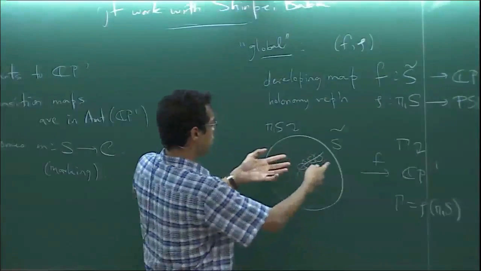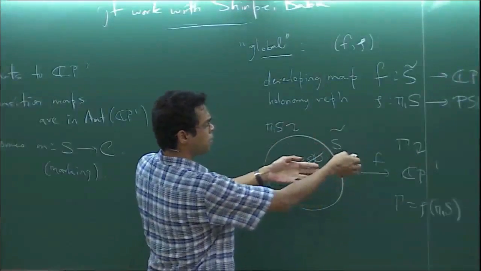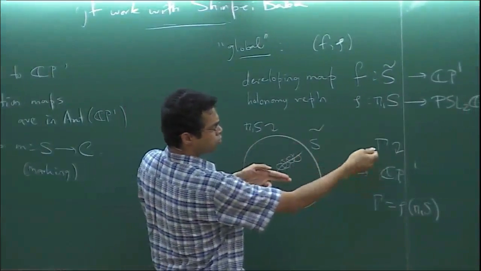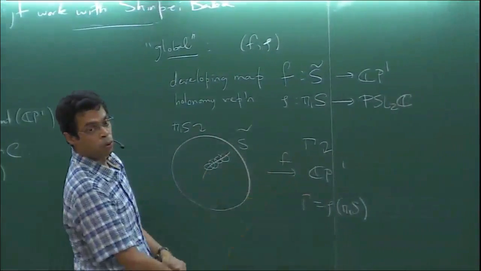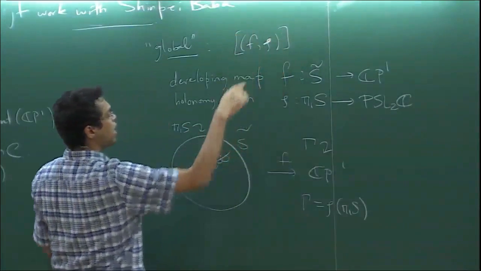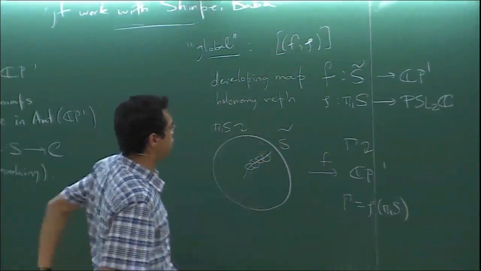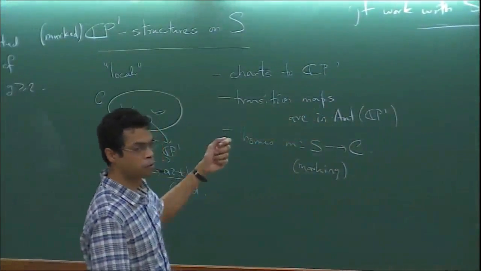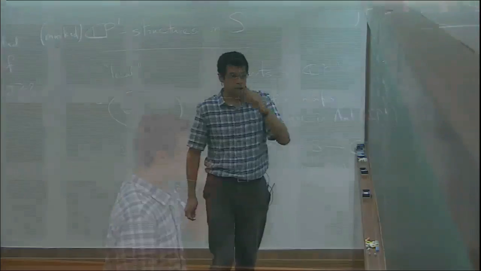There's some ambiguity in the choice of a developing map. It's defined only up to post-composition with an automorphism of CP1, which conjugates the representation. So this is really an equivalence class under that conjugation. But this is an equivalent description of a marked complex projective structure.